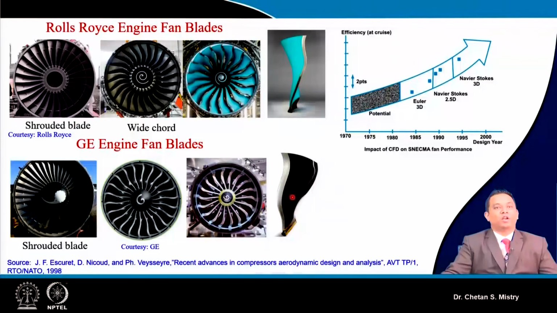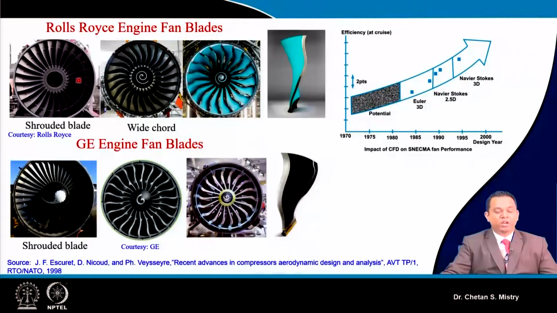Now, regarding the use of CFD, this is one of the plots given by SNECMA for their fan development. If you look at it, initially they went with potential flow theory, later they used the Euler 3D model, the Navier-Stokes 2.5-dimensional model, and the Navier-Stokes 3D model, and based on that, over the years they were able to improve the efficiency near the cruise condition.